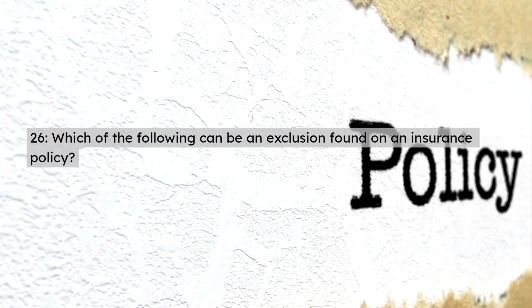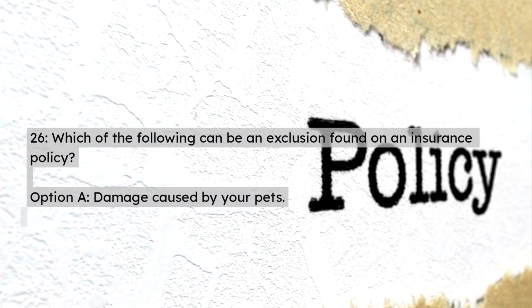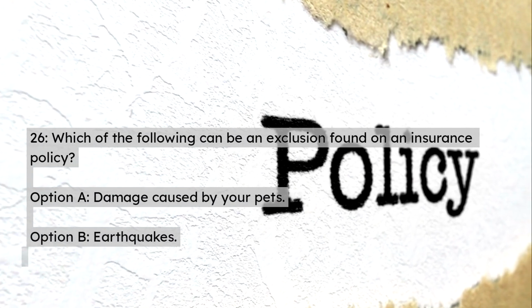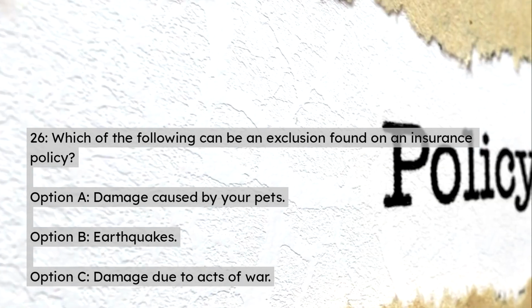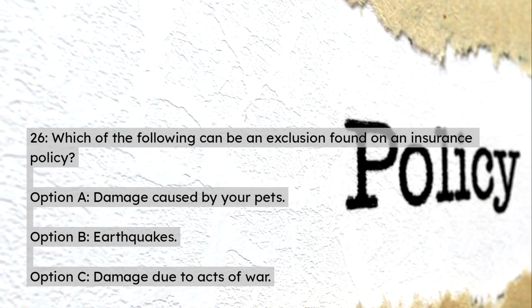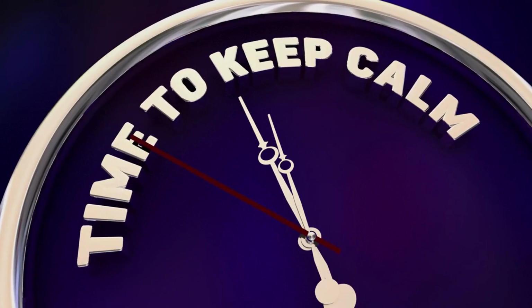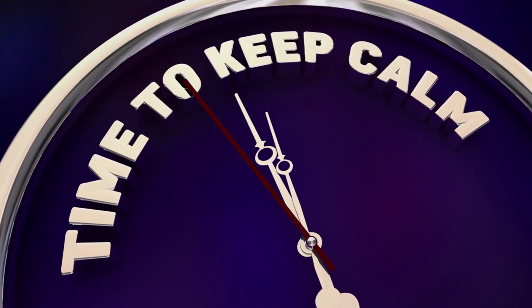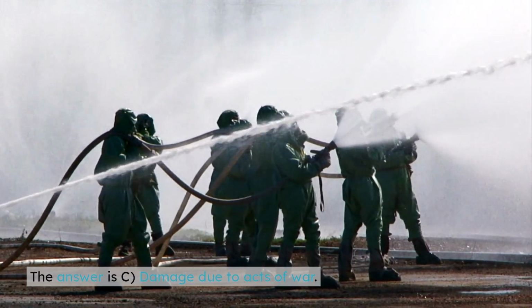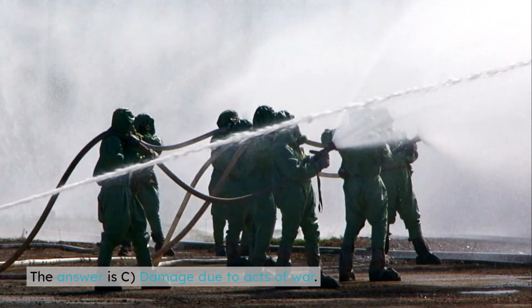26. Which of the following can be an exclusion found on an insurance policy? Option A, damage caused by your pets. Option B, earthquakes. Option C, damage due to acts of war. The answer is C, damage due to acts of war.